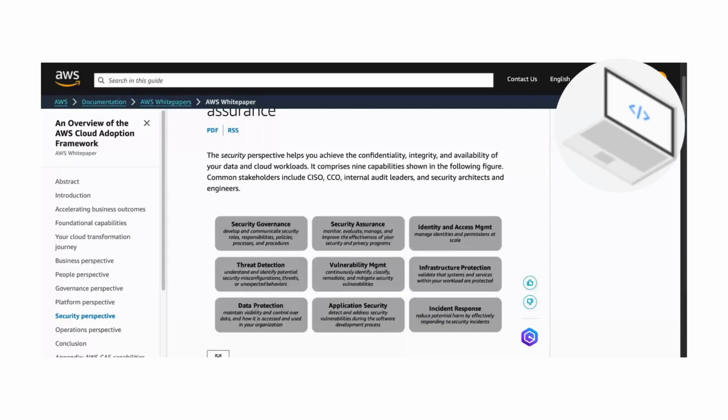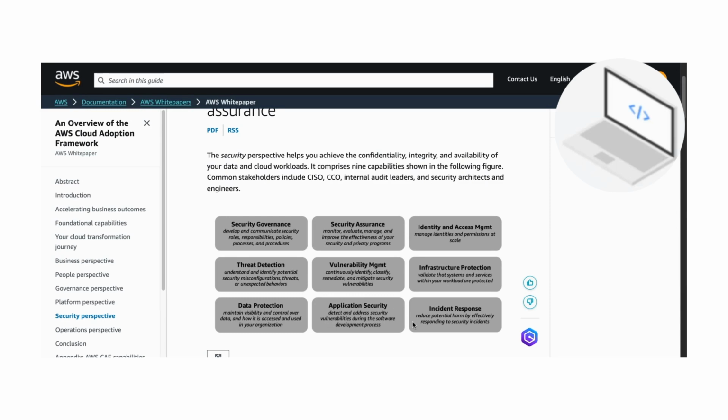Application security. This capability is about identifying and mitigating security vulnerabilities during the software development lifecycle. Addressing security issues early in the development process can save time and resources. That's why you should automate security checks such as static code analysis and vulnerability scanning to identify common security flaws before your applications go into production. Automating these processes can reduce human error and improve the overall security of your applications.